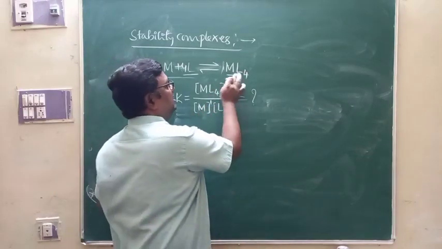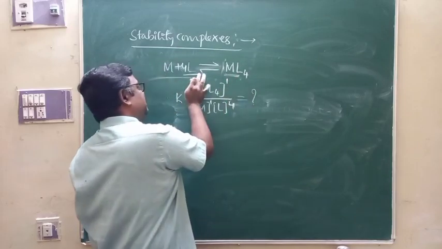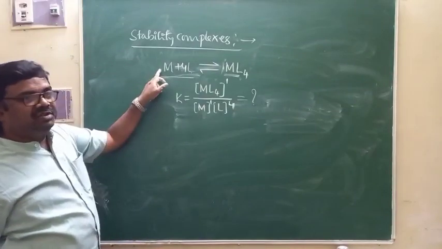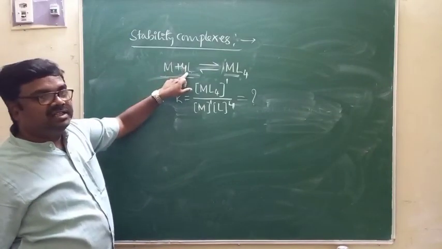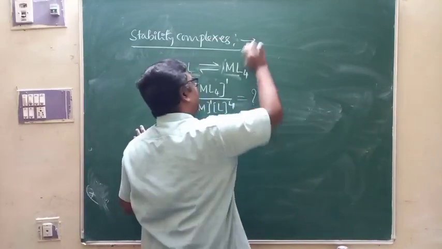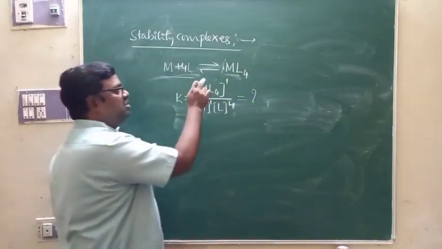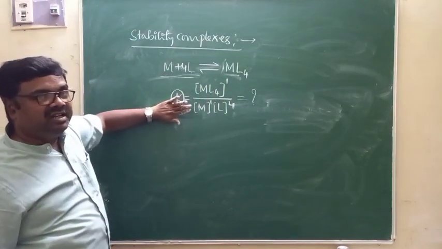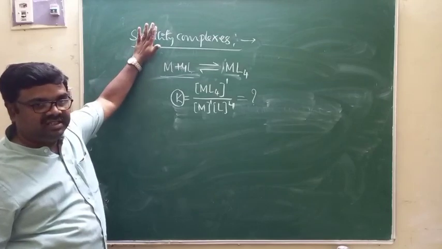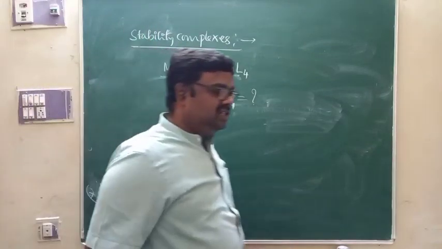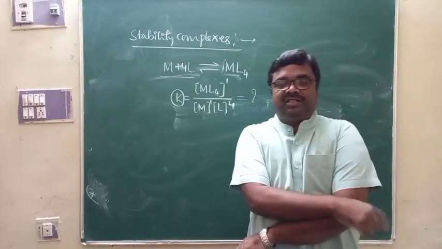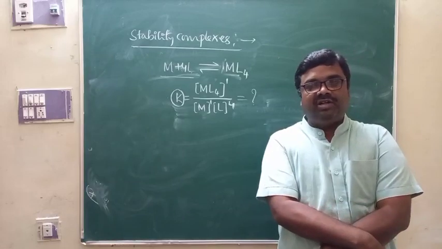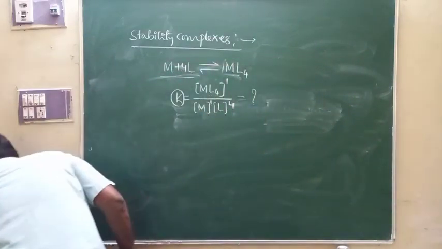The amount of the complex formed increases as the degree of association between metal ion and ligand increases. As the degree of association between metal ion and ligand increases, the amount of complex formed also increases. As the amount of complex formed increases, the K value increases. Therefore, as the K value increases, the stability of the complex increases. This is how I can relate the stability of complexes with the stability constant. That is the value that I can make use of in order to compare the stability of the complexes.